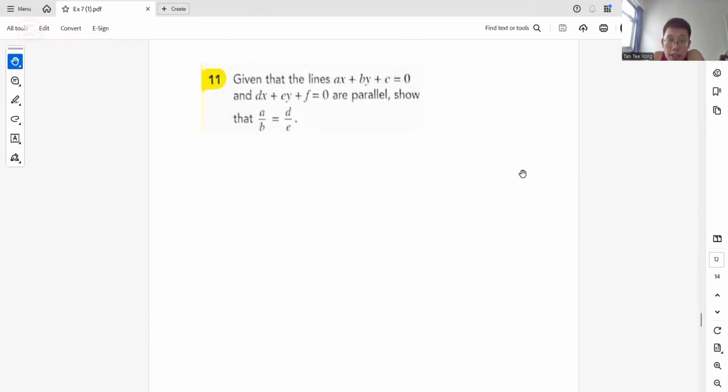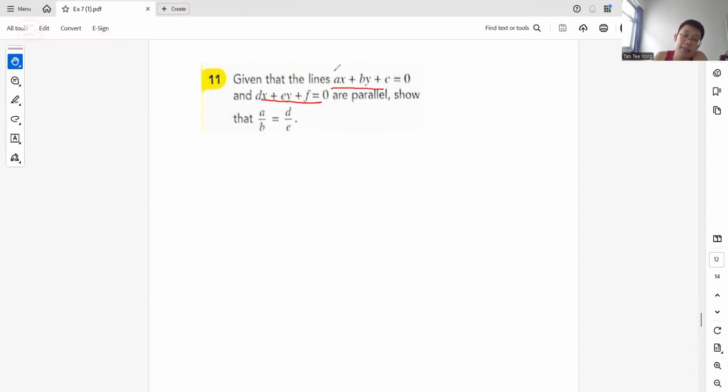I'll go through question 11. Given that the lines ax plus by plus c equals 0 and dx plus ey plus f equals 0 are parallel, the gradient is the same. So we are going to convert these two lines to look like y equals mx plus c first.